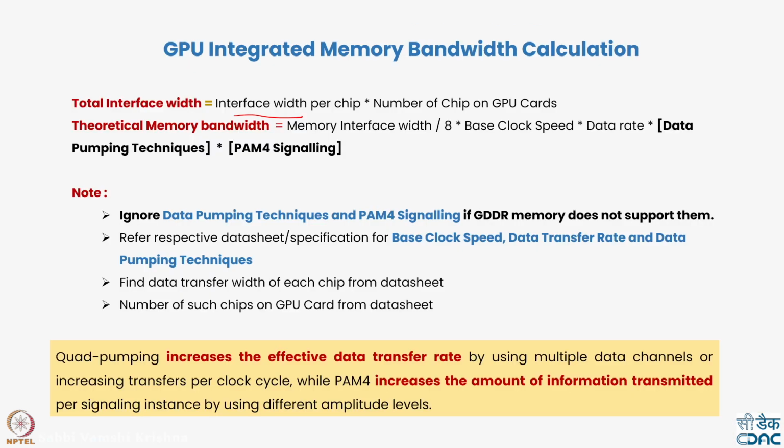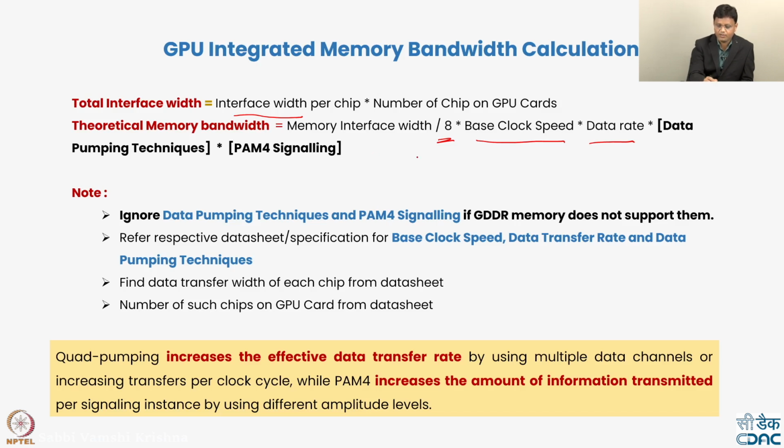Then let us calculate the theoretical memory bandwidth. First is the memory interface width, which you calculated from here. It should be divided by 8, since 8 is the number of bits in a byte, and multiplied by the base clock speed. If you look at the data sheet, they always mention the clock speed for that particular memory, so you have to use that clock speed from the data sheet. Then there is the data rate, which is also present in the data sheet.